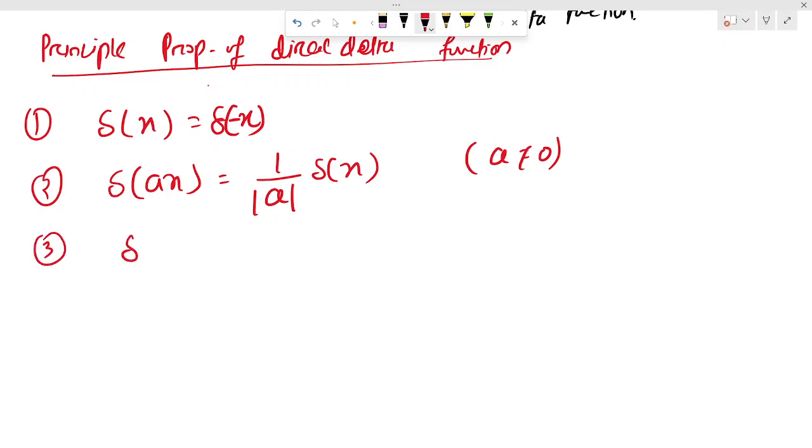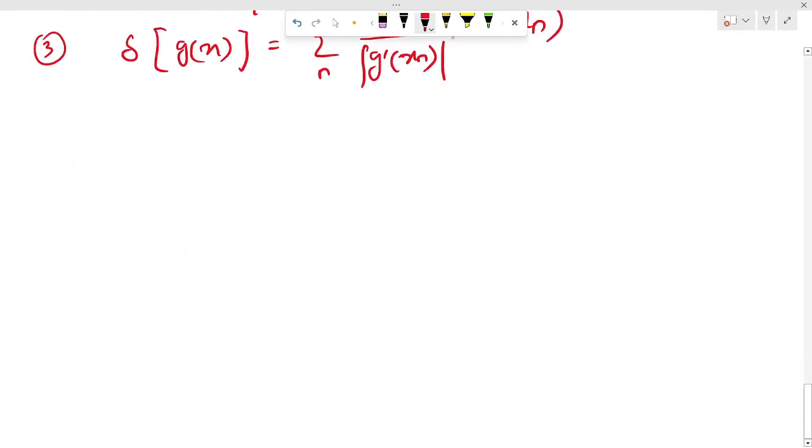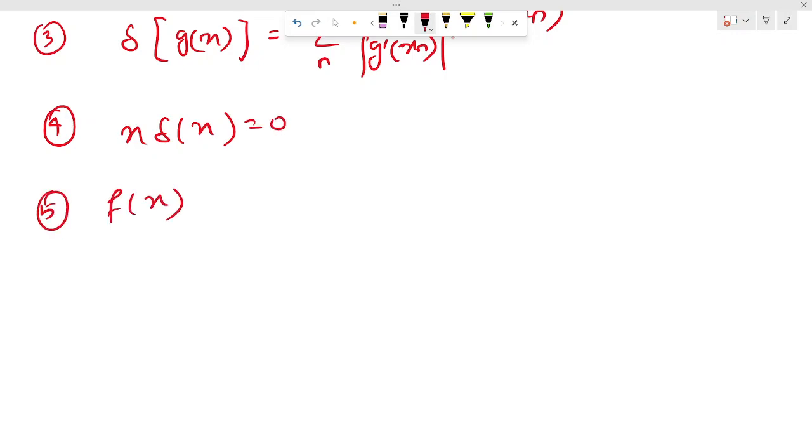Third, δ(g(x)) is equal to the summation over n of 1 upon the magnitude of g'(xn) into δ(x - xn). This one is your third property. The fourth property is x δ(x) is equal to 0. Fifth property, f(x) δ(x - a) is equal to f(a) δ(x - a).